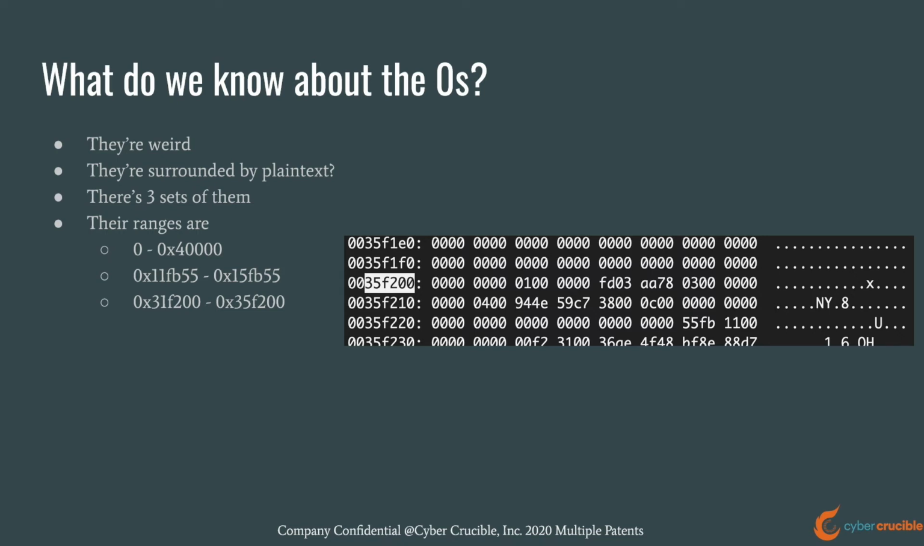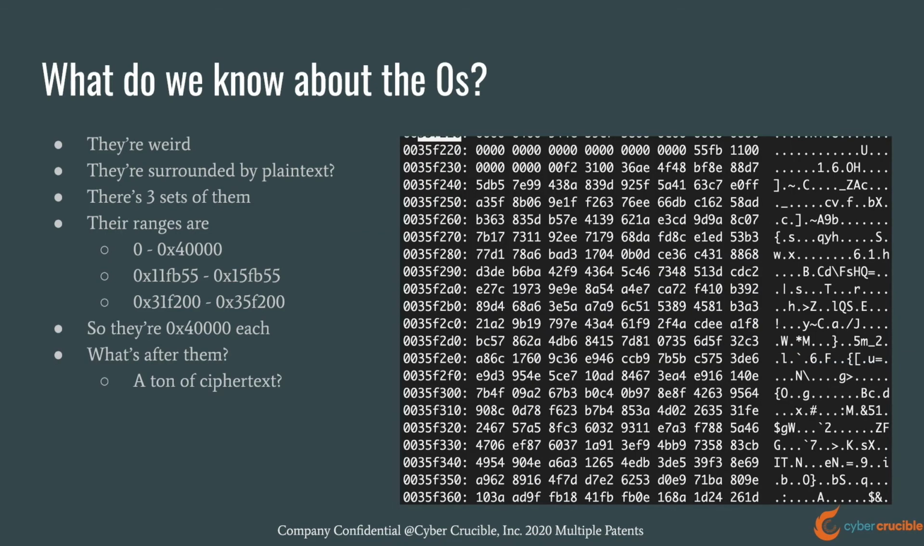They start at 0, they go down to 40,000, then they start back up at 11FB55, which I hope doesn't mean anything to anyone because it doesn't mean anything to me, and it's a weird number. And then the same thing, 31F200 doesn't mean anything to anyone. That's not any range of numbers that anyone cares about. But if you do some subtraction and you realize that each range of numbers is actually hex 40,000 in size, that gives you a little bit of hope because that tells you that it's specifically made this way, and there's just always the same number of them.